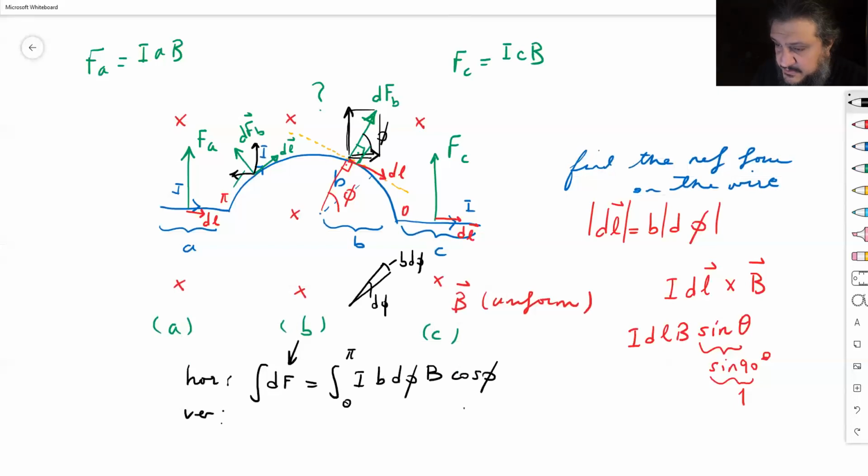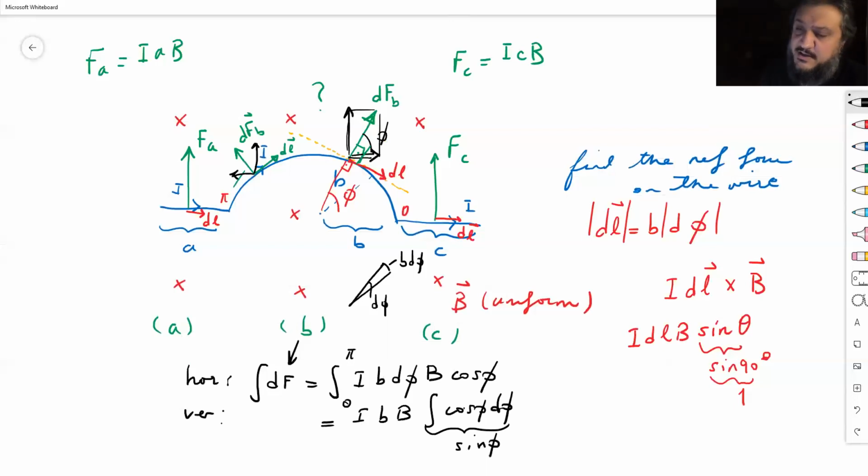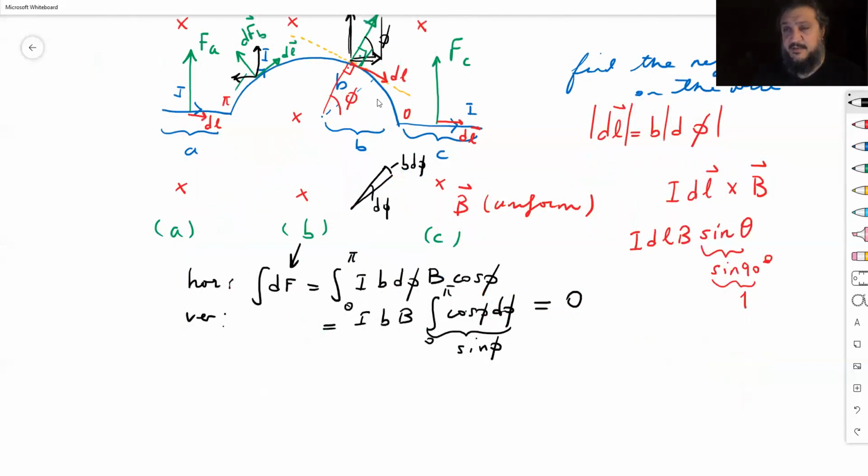So this will be equal to I B times the integral of cosine phi d phi, which gives us sine phi. And if you plug in those limits, 0 and pi, each limit will give you just 0. So the answer is 0, okay? That's what we expected anyways, because half of the time they point to the right, the other half, the x component will point to the left. What about the vertical component now? The y, if you will.